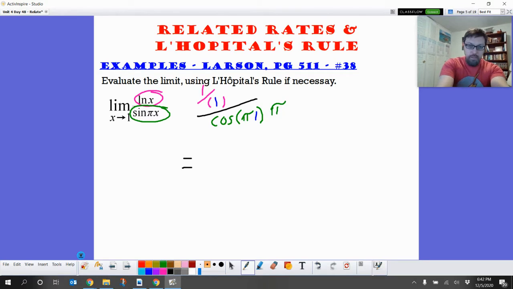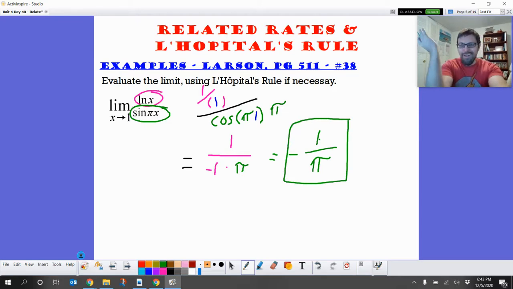Okay, a little bit of quick cleanup. That numerator becomes 1. The cosine of pi is... no, negative 1. Times our pi. So our limit is 1 over pi. Well, negative 1 over pi.